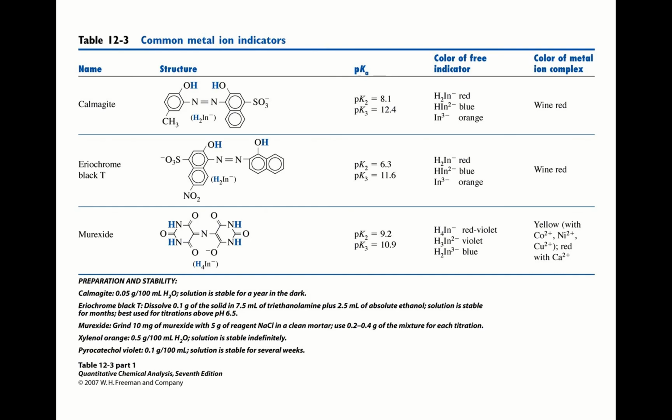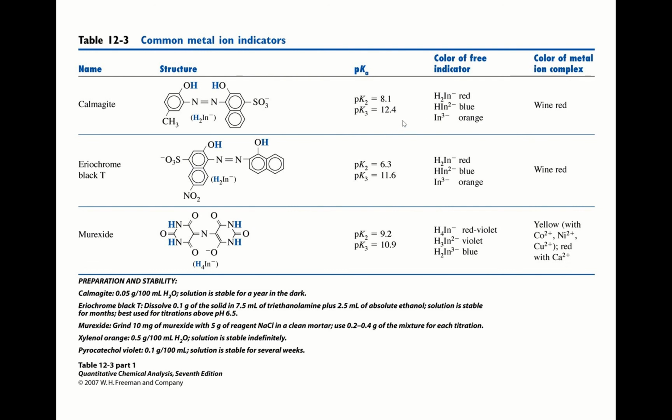In Table 3 are listed common metal ion indicators, but the kinds are not many. You already saw that there are many acid-base indicators, but here there are not that many. Calmagite, Eriochrome black T, the structure is quite complicated, and Murexide. The blue colored atoms are dissociated, right? They are removed when the metal ions are introduced. Then this oxygen to oxygen is the ligand site. And for example, Calmagite, the color changes depending on pH.